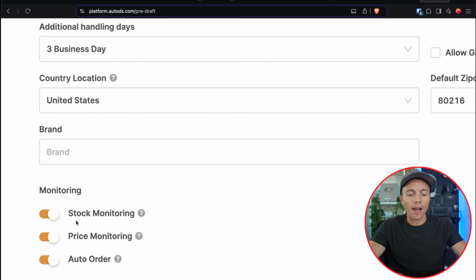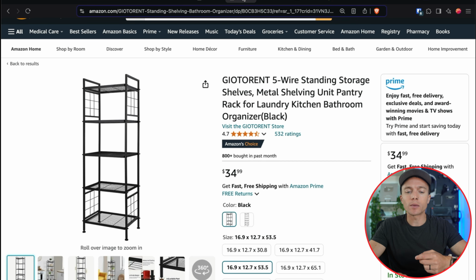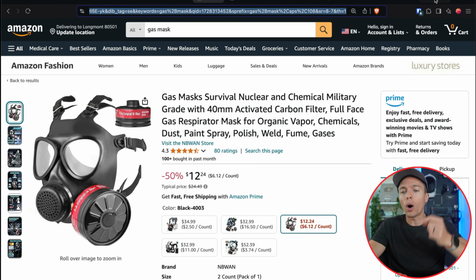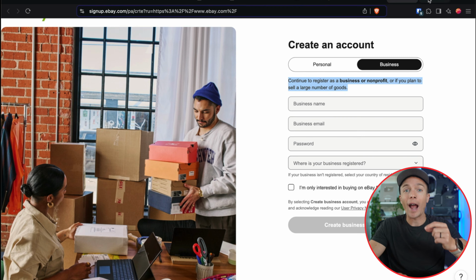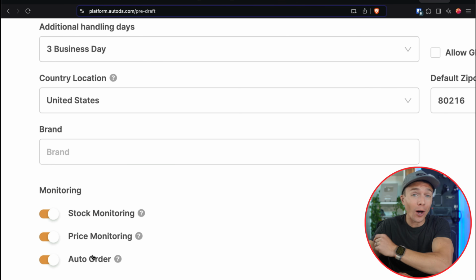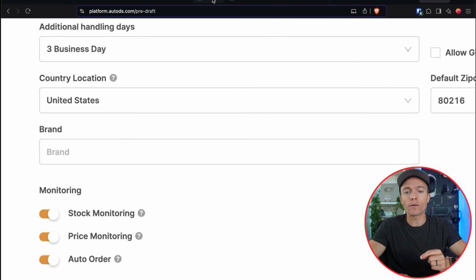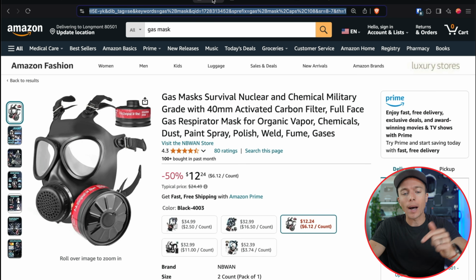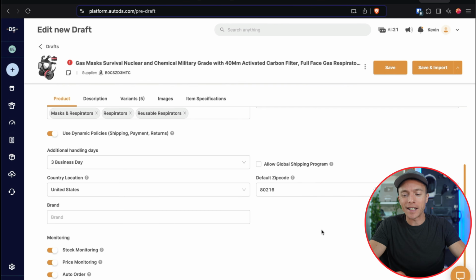What that means is that we have stock monitoring, which means that if this item goes out of stock on Amazon, it will automatically go out of stock in my eBay store. We also have price monitoring. So if the item's price changes on Amazon, it will automatically change in my eBay store as well. And we even have auto ordering. So once someone buys this item from me, AutoDS will automatically buy it from Amazon for me and have it shipped directly to my customer, really making this the laziest way to dropship I have ever found. But we don't actually have it listed yet, so let's move on.